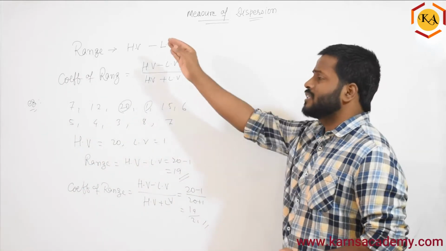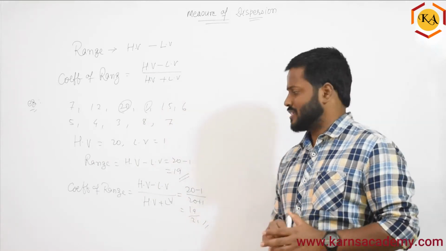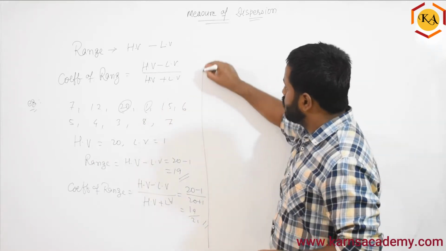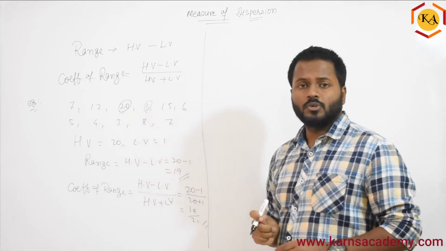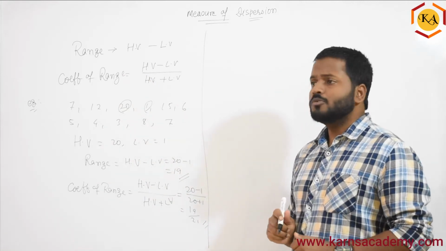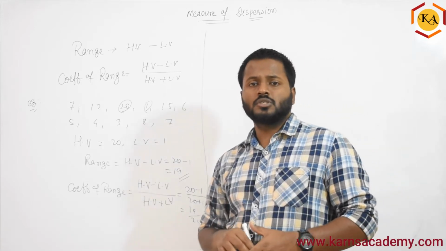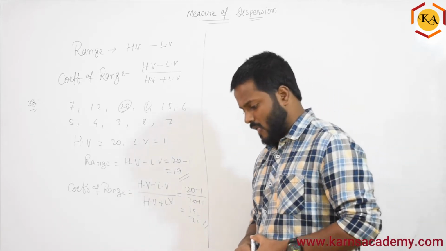So the range is very simple to calculate, where you just have to do highest minus lowest. That's it, nothing more and no more deviation here. So it is very simple to calculate. I hope you are able to understand this, right? Few more questions I will put for your practice. You just solve those questions.